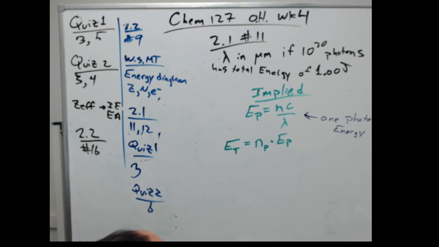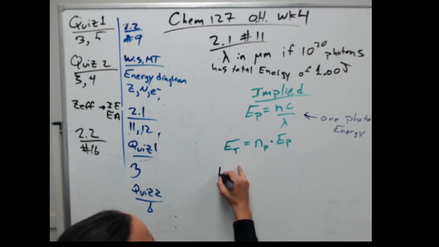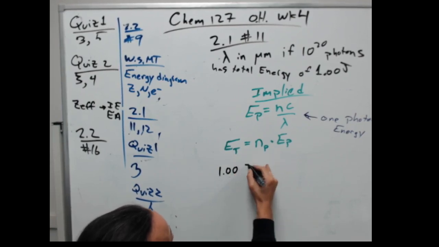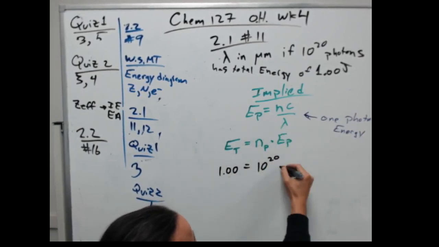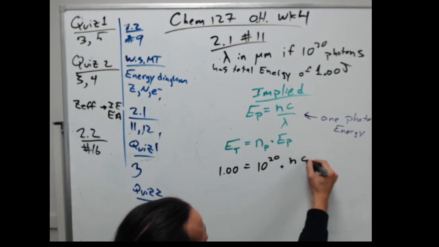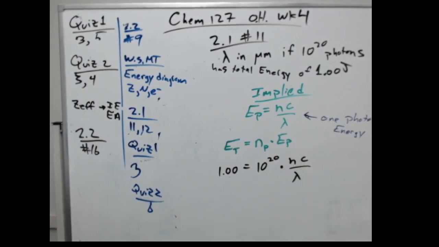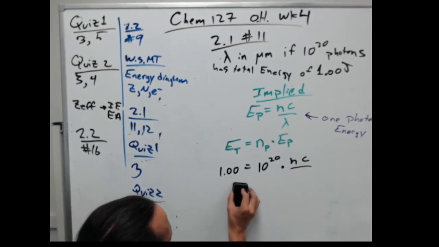And now when I have these two equations, I'm like, oh, look. I have the total energy is 1.00. I have the number of photons is 10 to the 20. And I've got the energy of the photon. I can just plug that in. It's hc over lambda. I can just solve for lambda now. Again, recognizing those implied ideas, can you think through the things that aren't being explicitly told, becomes this important piece.